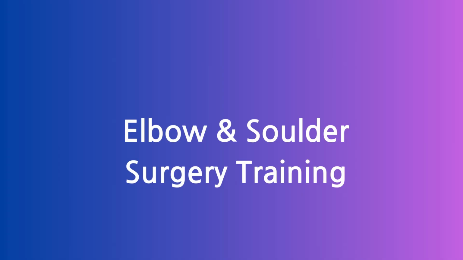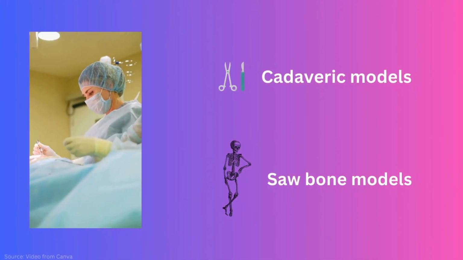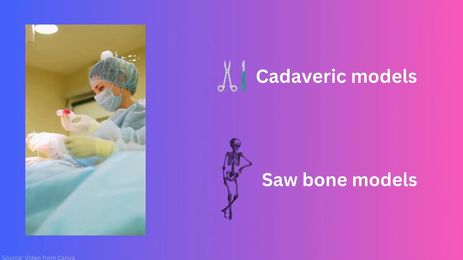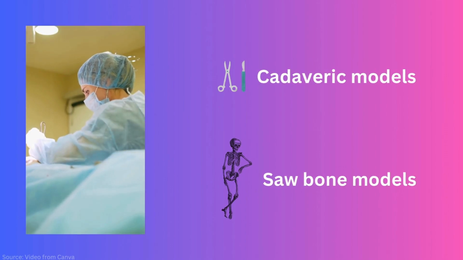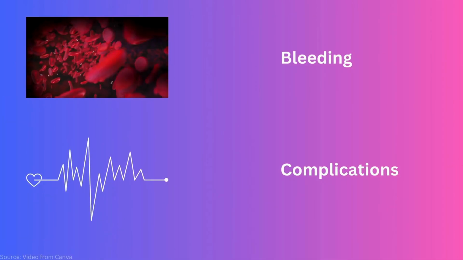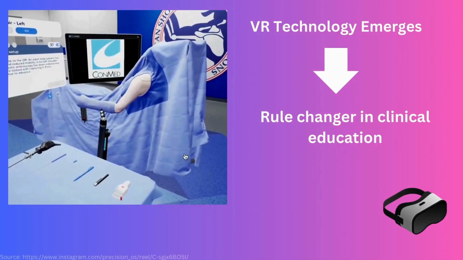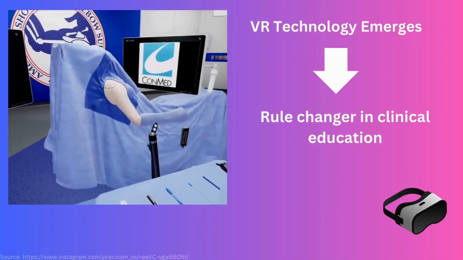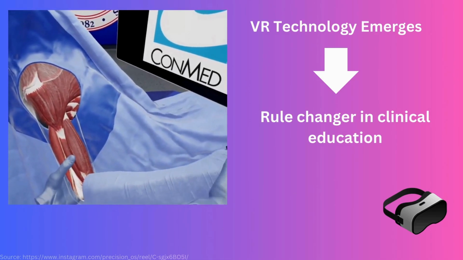Now, let's look at the application of virtual reality in the training for surgeries related to elbows and shoulders. Before the rise of virtual reality, training for shoulder and elbow surgery was a significant challenge. Resident physicians had to rely on cadaveric models and saw bones to simulate surgical procedures, but this method had limitations. These traditional models couldn't fully replicate the unpredictability of real surgeries, like bleeding or unexpected complications, leaving residents without the invaluable hands-on experience needed for success.